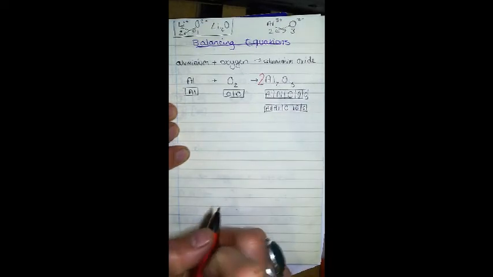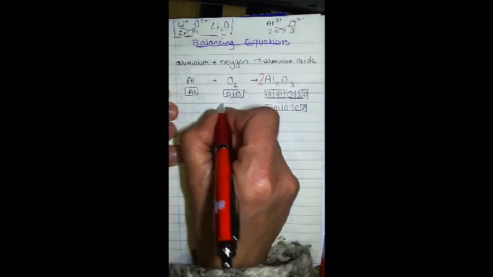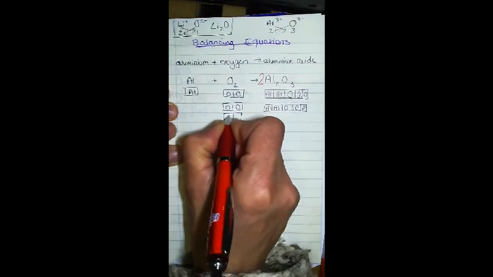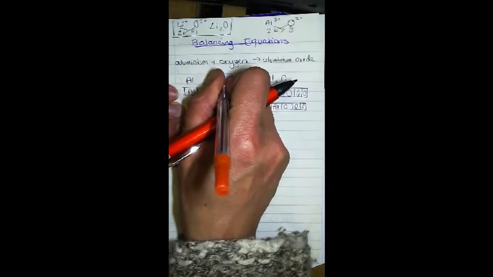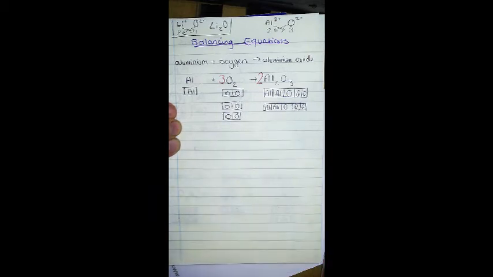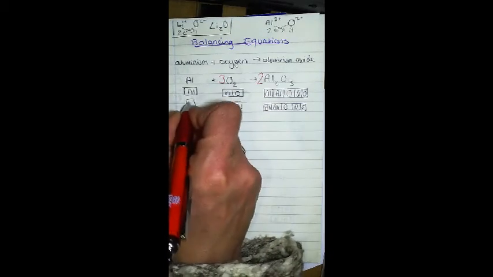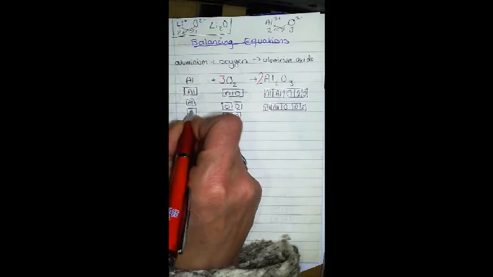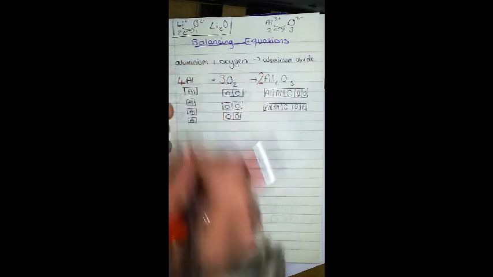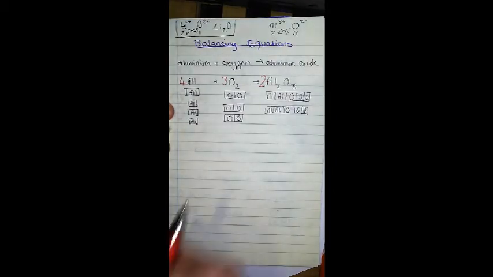Alright? But what I can now see is that actually I've got 6 oxygens. So if I give myself another 2 oxygen molecules, so I have a total of 3 oxygen molecules, I've got 6 oxygens and 6 oxygens. So it works. I've got 4 aluminiums here. I need 4 aluminiums here. They're on their own. I need 4 boxes. What number do I put in front of the aluminium? I put 4. That is now balanced. Okay, it's a hard one, but it's now balanced.